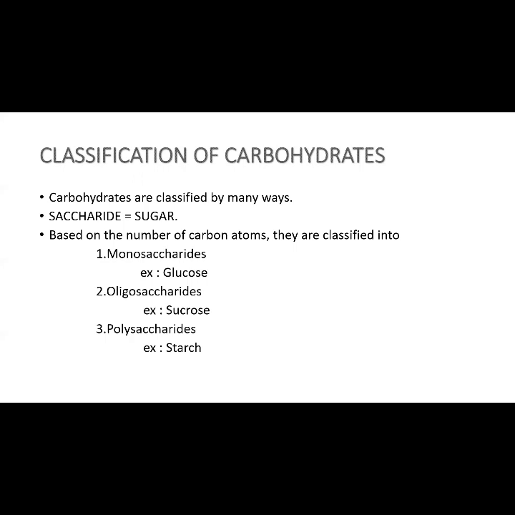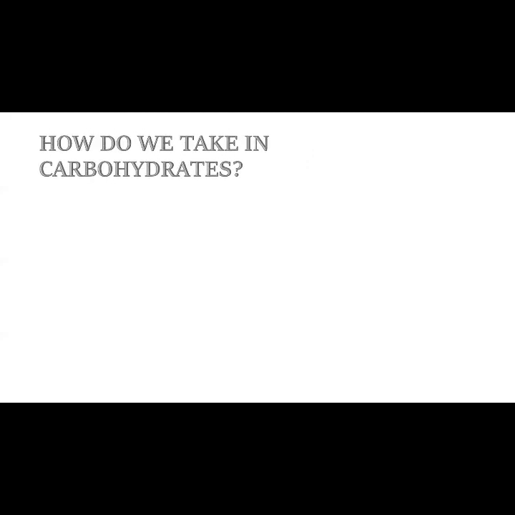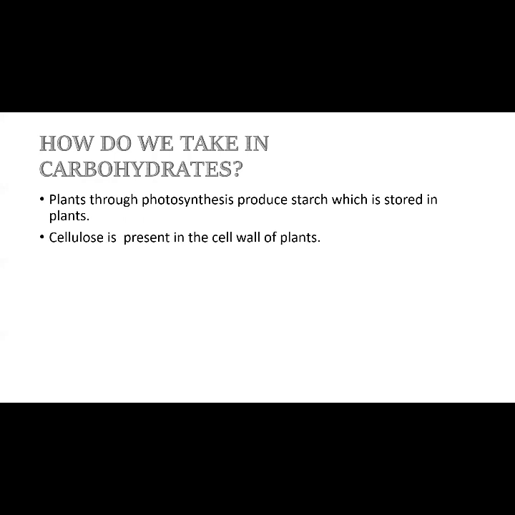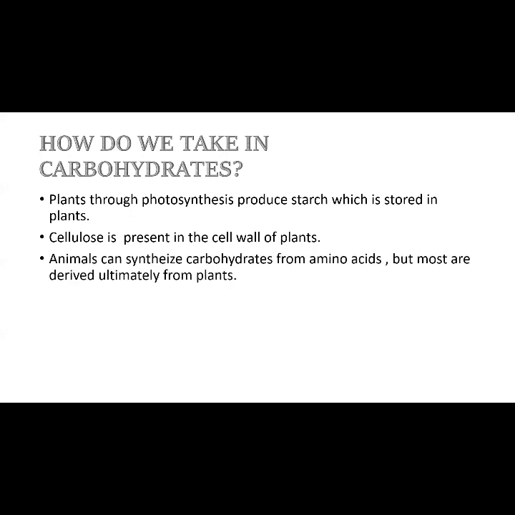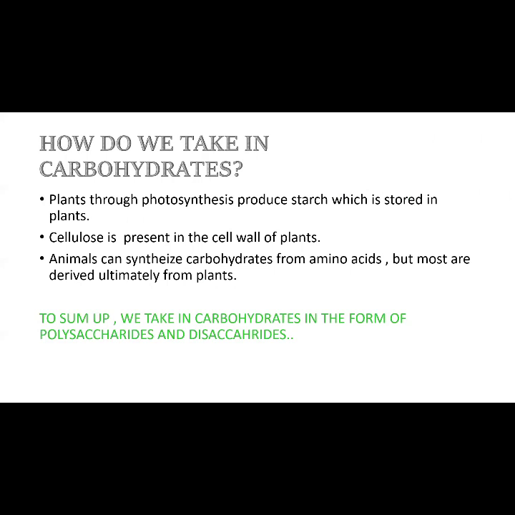Now, how do we take in carbohydrates, and in what form? Generally, plants prepare starch. Next is cellulose, which is present in the cell wall of plants. Next, some carbohydrates are produced in animals from amino acids. So these are the three sources. As a whole, we take in either oligosaccharides or polysaccharides. These cannot be absorbed as such in the body, so they have to be digested.